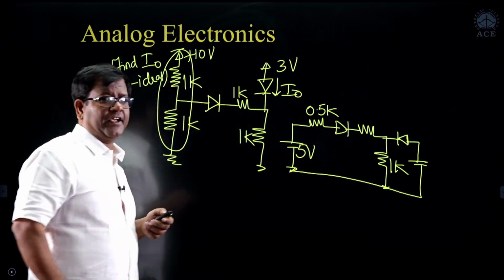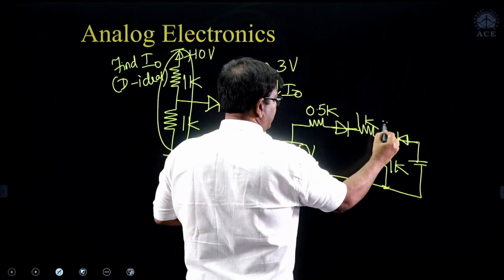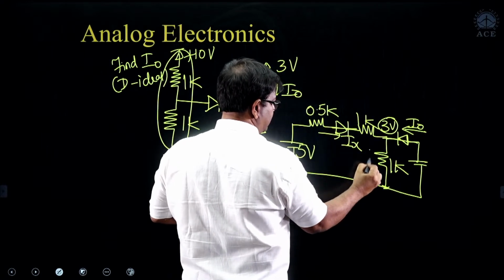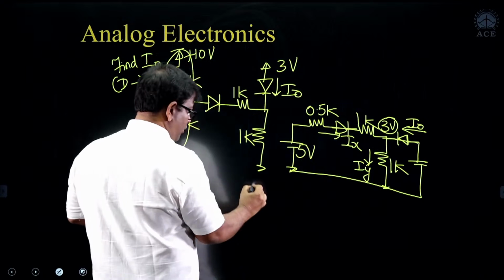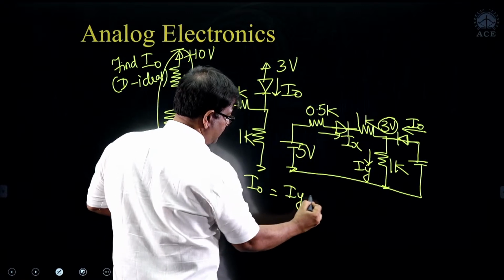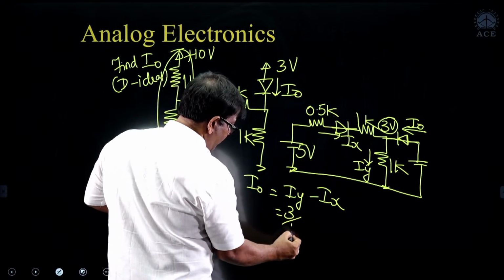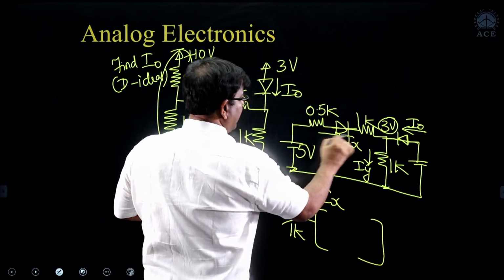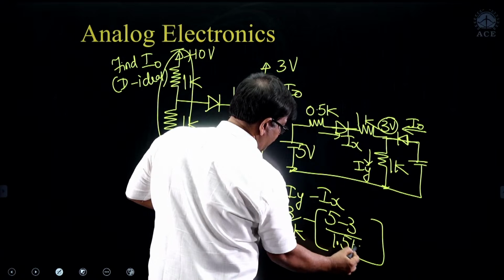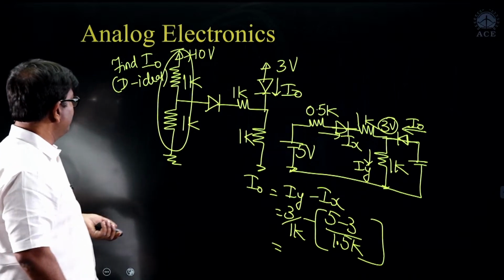So remember, when is a diode on? A diode is on when the current flowing through the diode is positive. So let's calculate the current here. This is I naught. If I take this as Ix and this as Iy, then I naught is going to be Iy minus Ix. So this is the solution. What is Iy? It is 3 by 1K, 3 milliampere. And what is Ix here? 5 minus 3 by 1.5K. You calculate this, it comes to around 1.67 milliampere. So this is the solution. We'll go for the next problem.